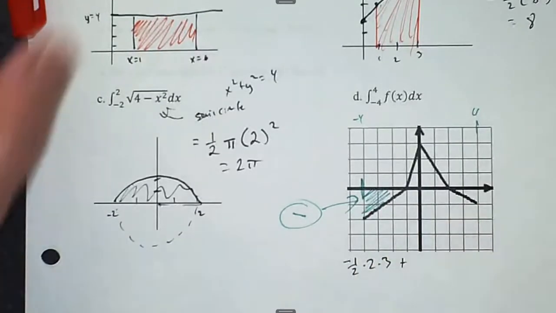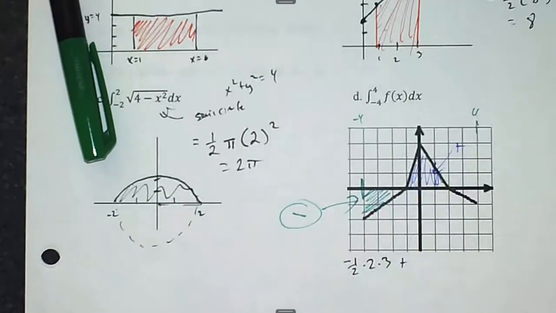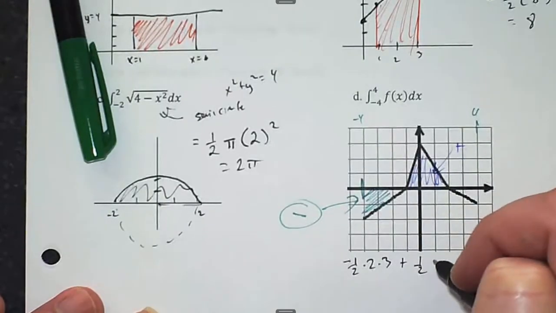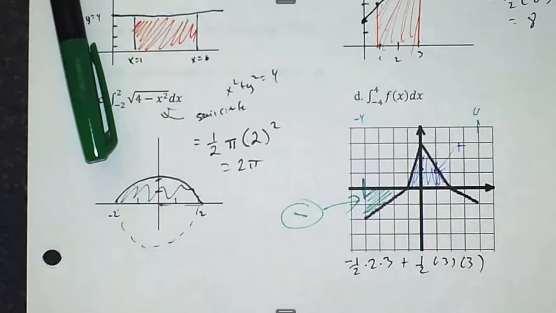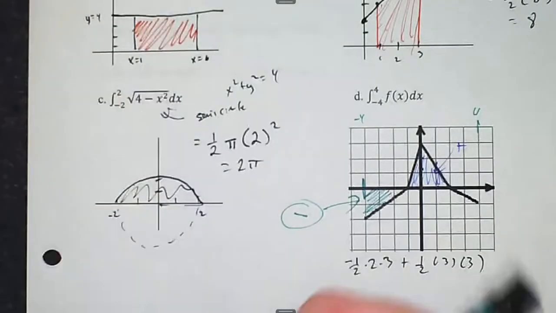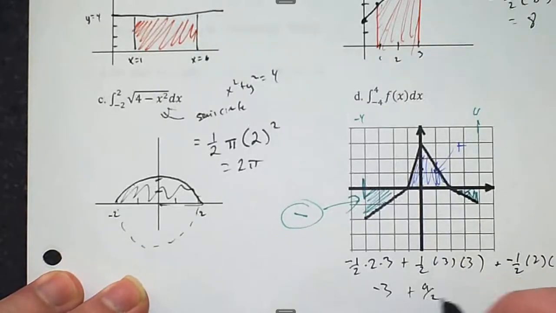All right, next, we got this region up here, which I'll use blue to show it's going to be positive. And it's 1/2 base times height again. So 1/2, the base here is 1, 2, 3, and the height is 1, 2, 3. Okay. And then we have another one down here, which is again negative. So plus negative 1/2, 2 times 1. So that would be negative 3 plus 9 over 2 minus 1. So negative 6 over 2 plus 9 over 2 minus 2 over 2 is 1 over 2.